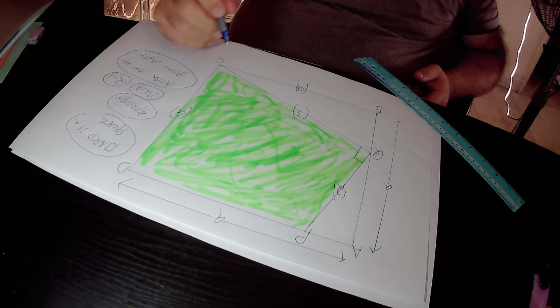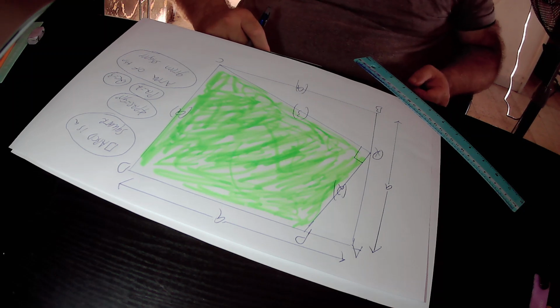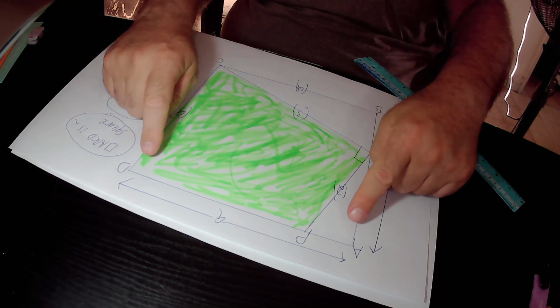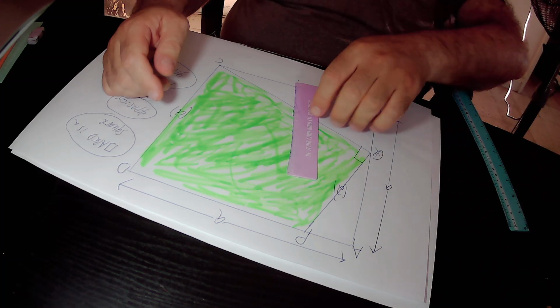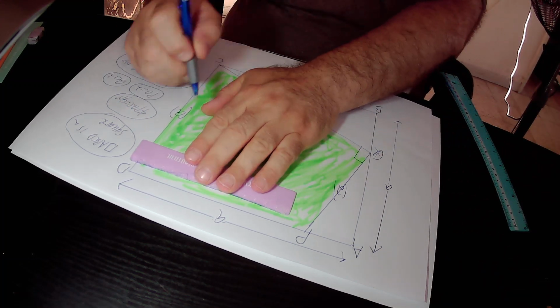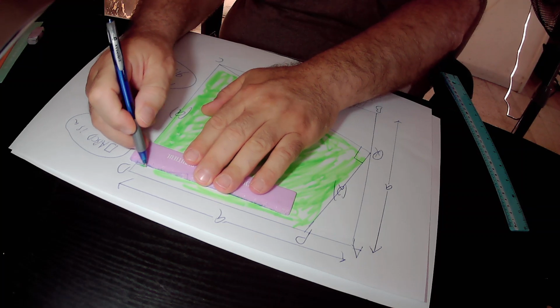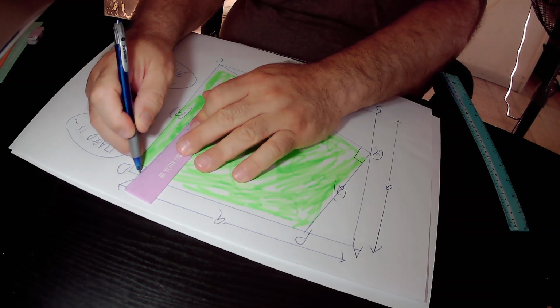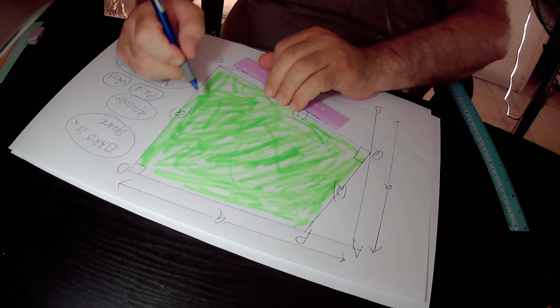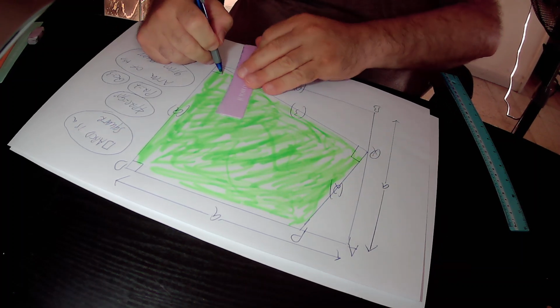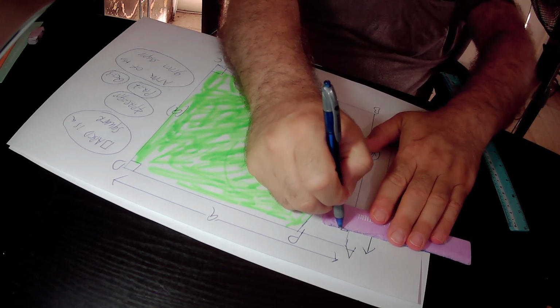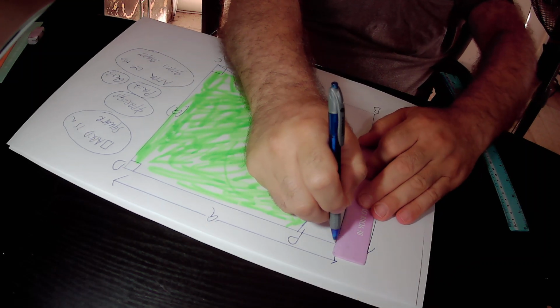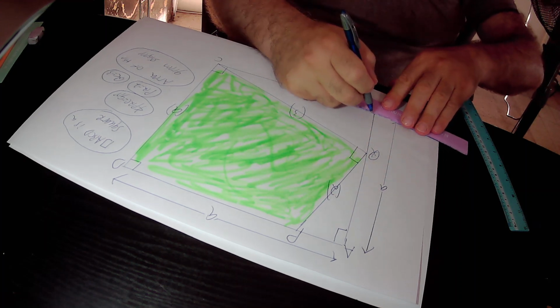In addition, we know that all the angles inside any square are right angles, so those four angles are all right angles. So write it down. This is a right angle. This is a right angle. This is a right angle. This is also a right angle.